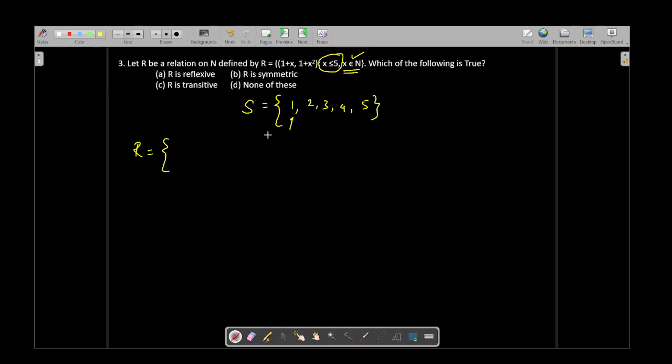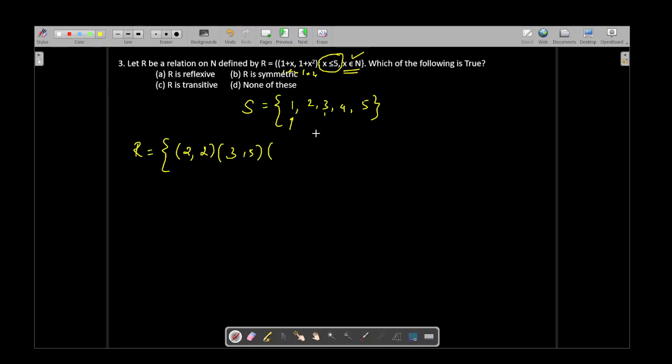So if x is equal to 1, I get the first ordered pair as 1 plus 1, which is 2, and 1 plus 1 square, which is 1 plus 1, 2 again. So it is 2 comma 2. Next, if x is equal to 2, we get 1 plus 2 is 3 and 1 plus 2 square is 4, which is 5, so 3 comma 5.